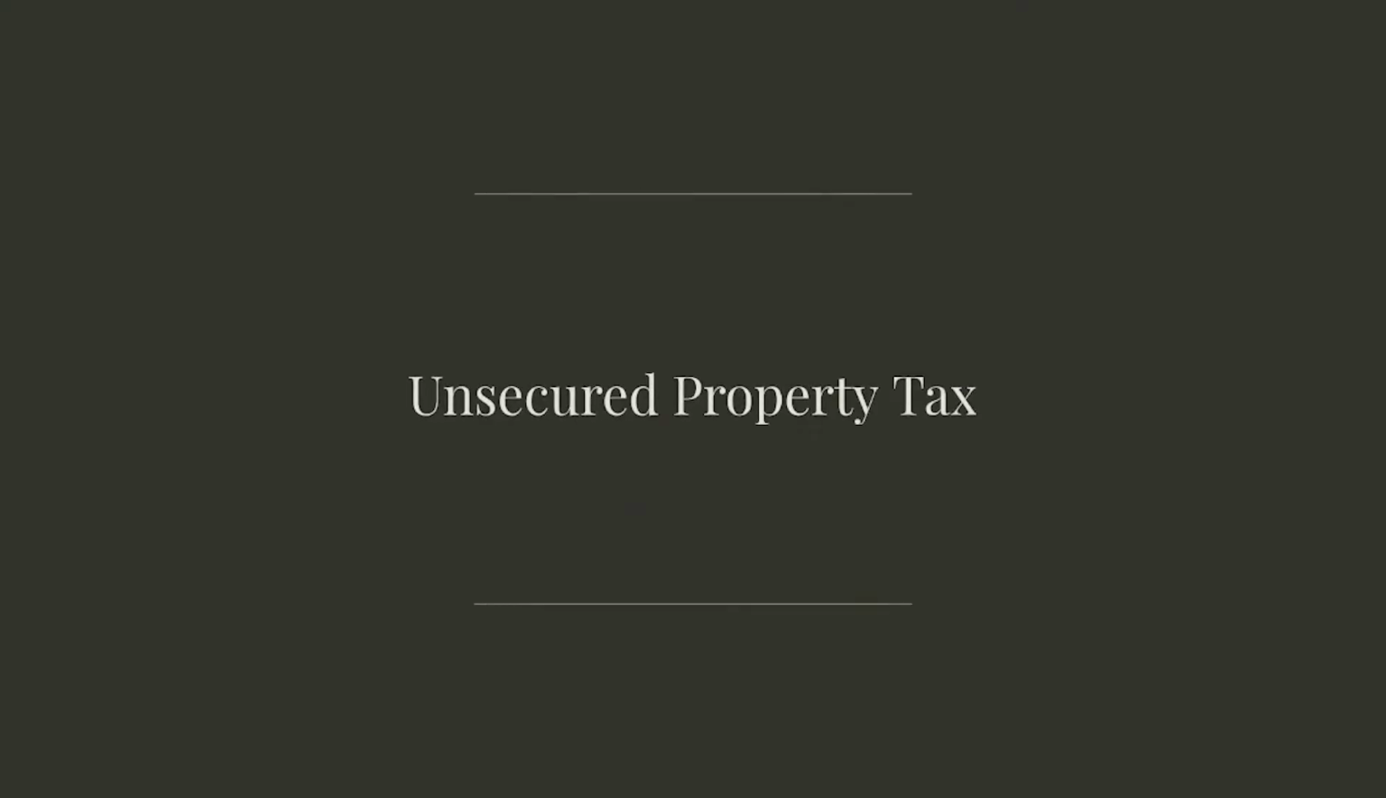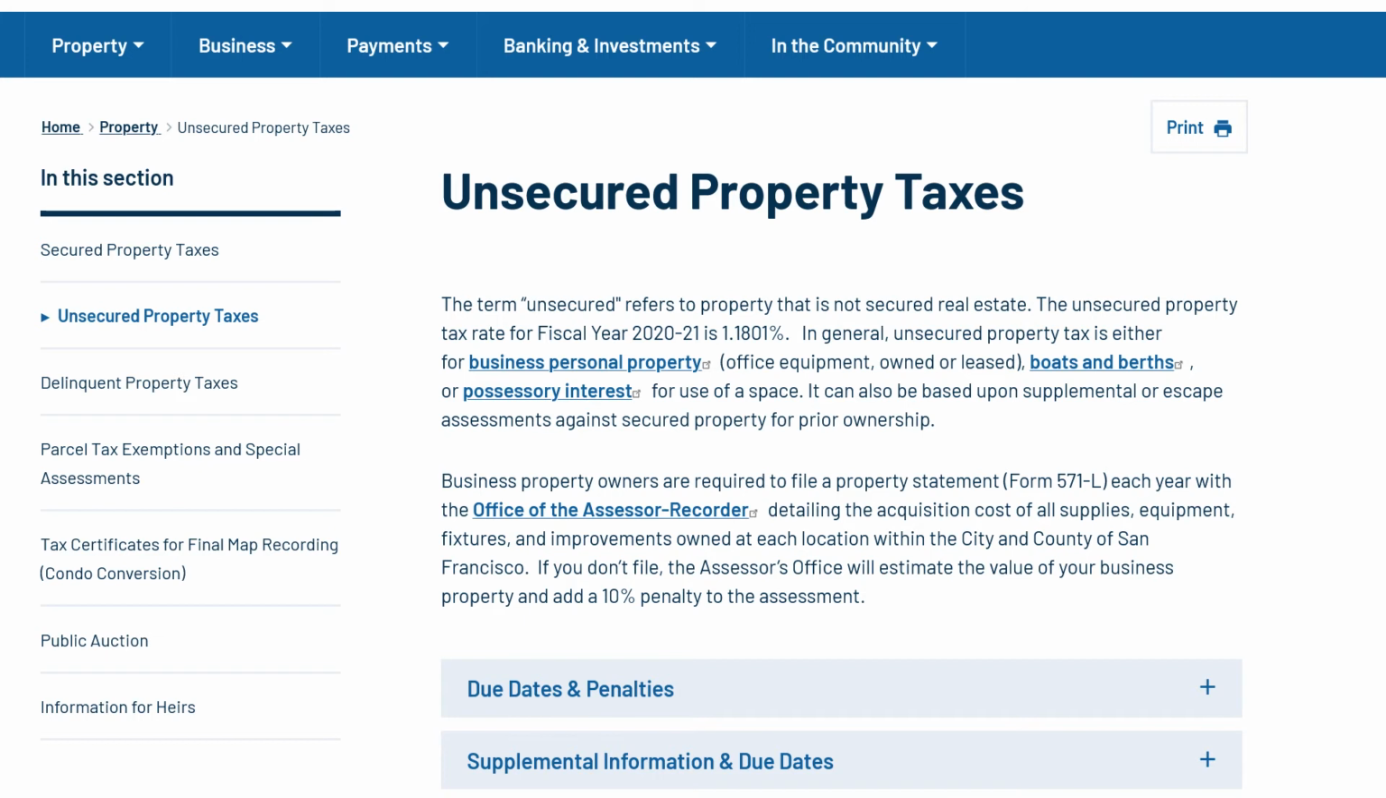The last type of tax that most small businesses are going to undergo is going to be unsecured property taxes. Now, this one may come as a surprise to many new, small, and specifically home business owners. In general, unsecured property tax is typically for business personal property, such as office equipment, whether it be owned or leased. The property tax rate for year 2021 was 1.1801%. Business property owners are required to file a property statement each year with the Office of the Assessor Recorder.